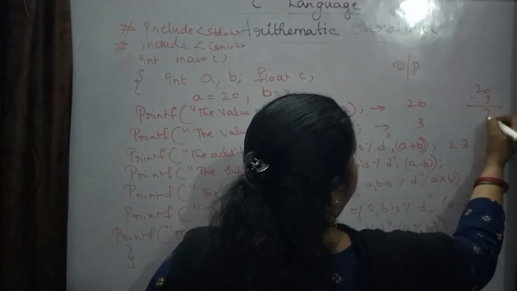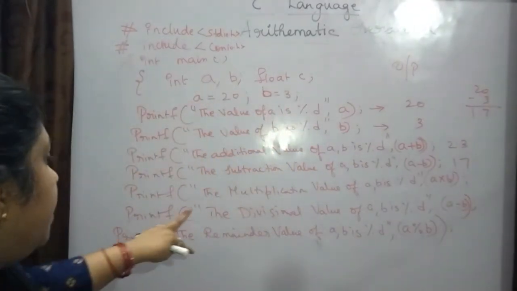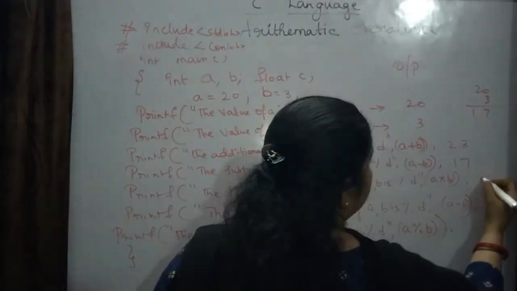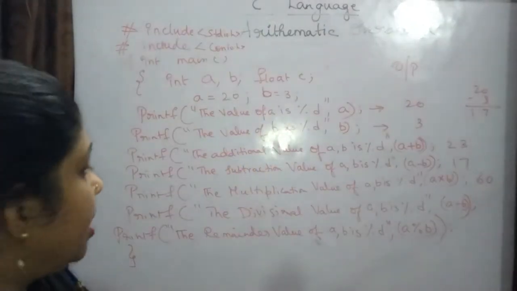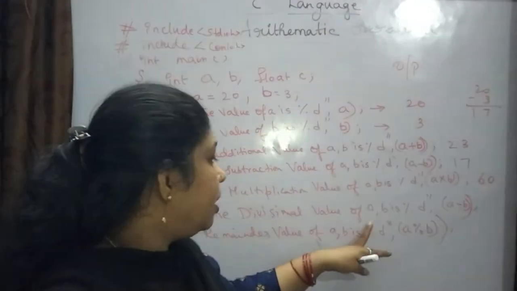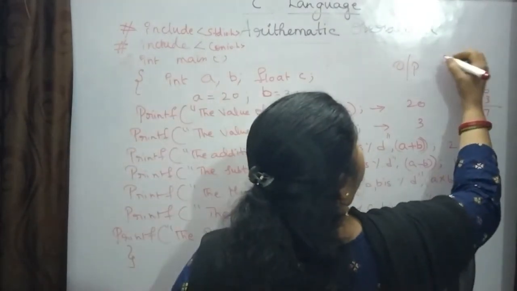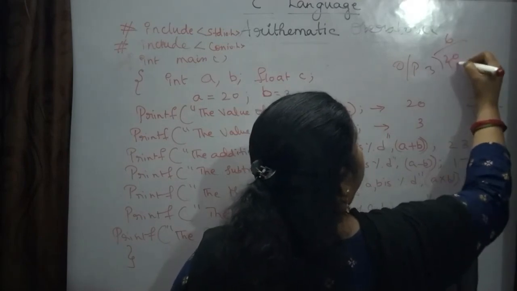For the subtraction value of A and B is A minus B. So what will be the value? The output will be 17. Now the multiplication value of A and B is A into B. So the output is 60. 20 into 3 is 60. The divisional value of A comma B is, so if you divide, what happens? See, 3 1 3, 3 6 18.